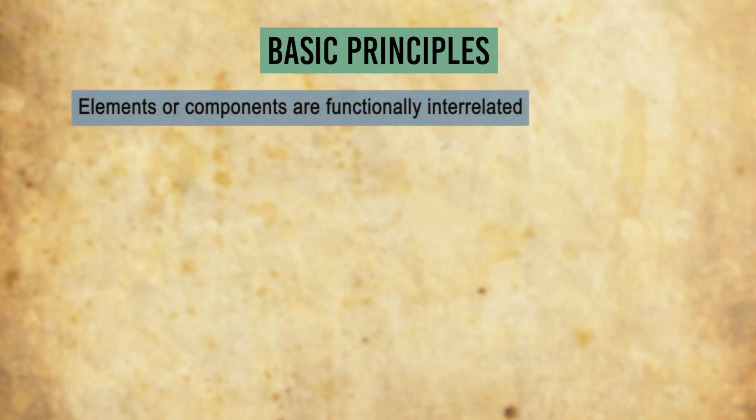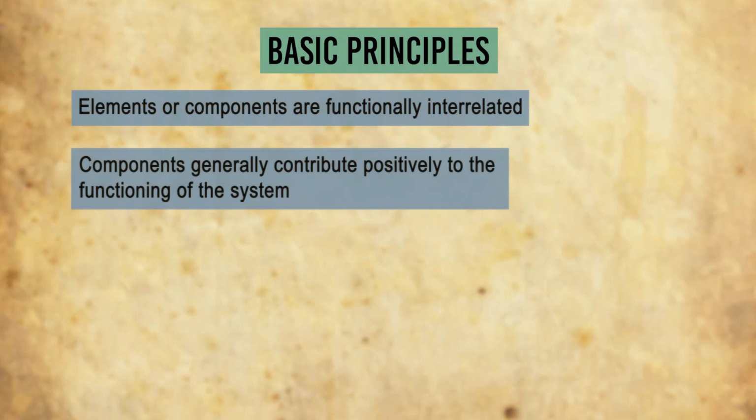These elements of the whole, or the components of the whole, are functionally interrelated. What do I mean by this? They are interconnected and interrelated. So, if one part stops functioning, it affects the other interrelated parts too. The components generally contribute positively, as we've already discussed, but in some cases there are also dysfunctions.